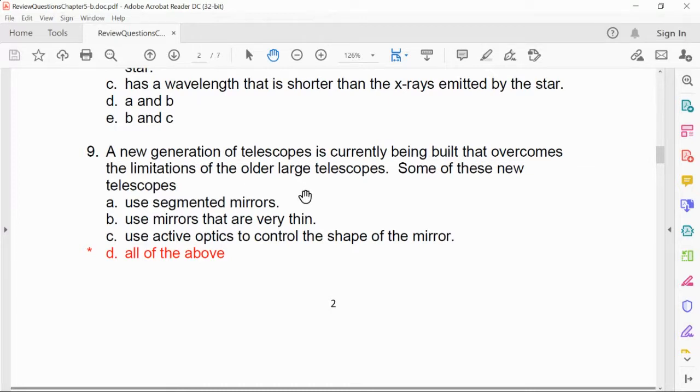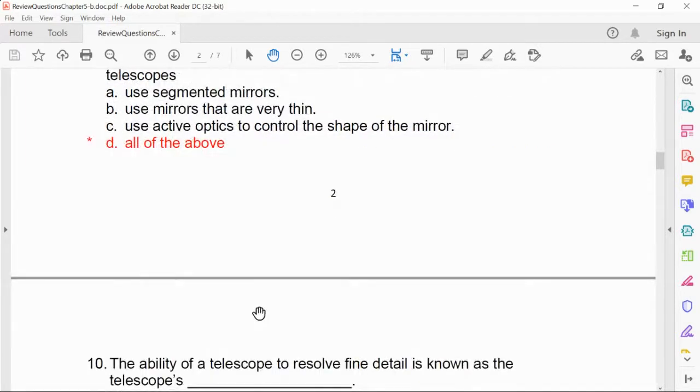9, a new generation of telescopes is currently being built that overcomes the limitation of the older large telescopes. Some of these new telescopes use segmented mirrors, use mirrors that are very thin and floppy, use active optics to control the shape of the mirror. And that makes it a lot easier to fix mirrors very quickly. Of course, all of the above are used in this.